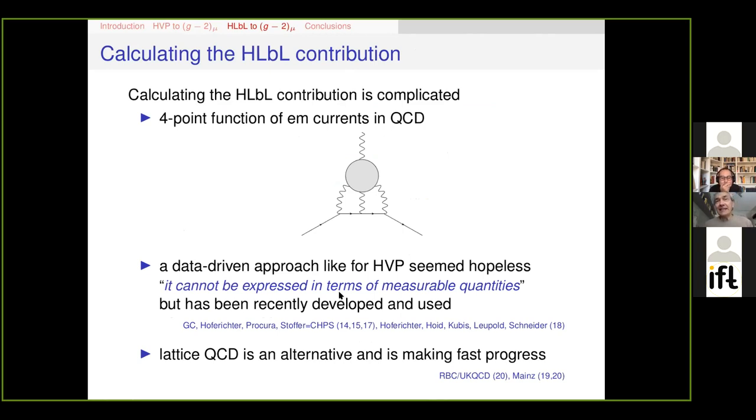So here the situation is complicated. And as I told you already, for a long time this was calculated with models and people thought it was not possible to relate it to measurable quantities. And also on the lattice it is definitely more complicated. And so people started earlier doing HVP calculation than light-by-light, but now also on the lattice there is fast progress.